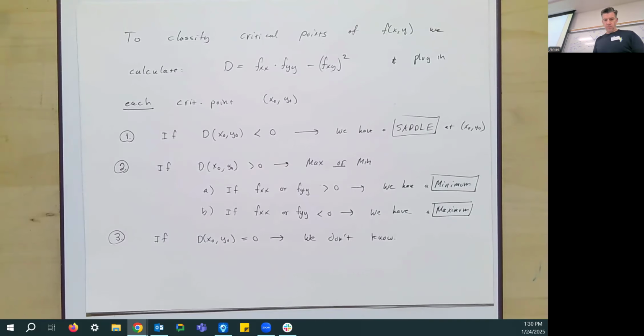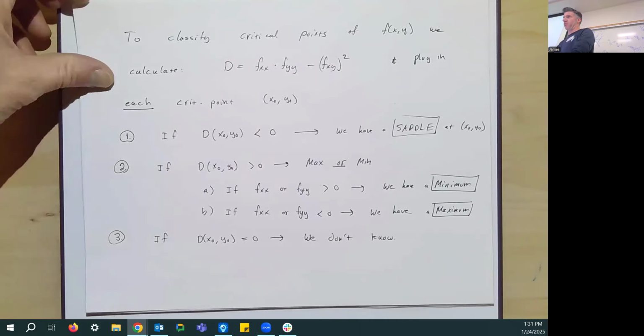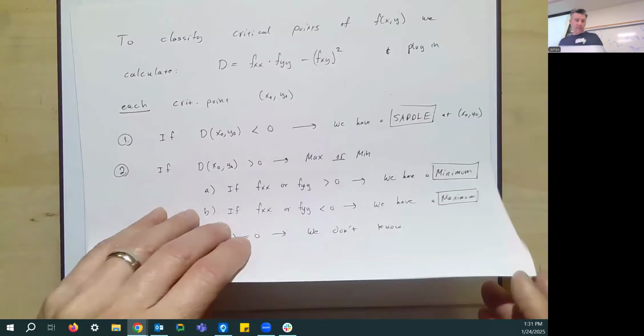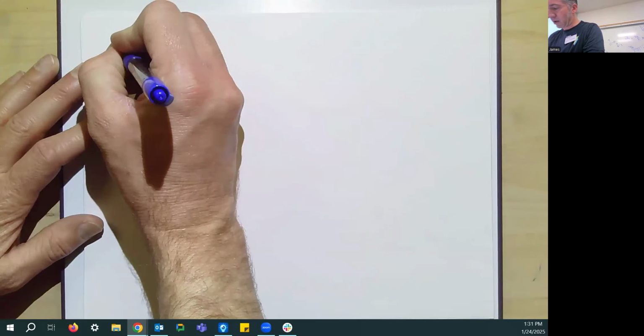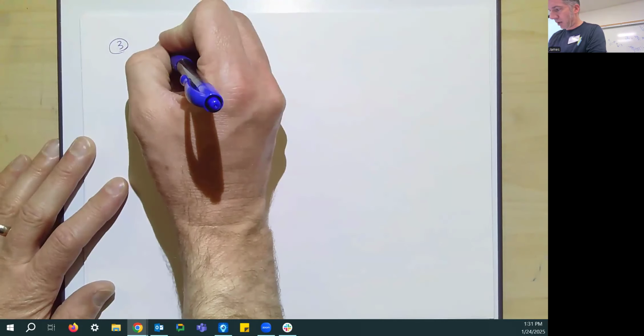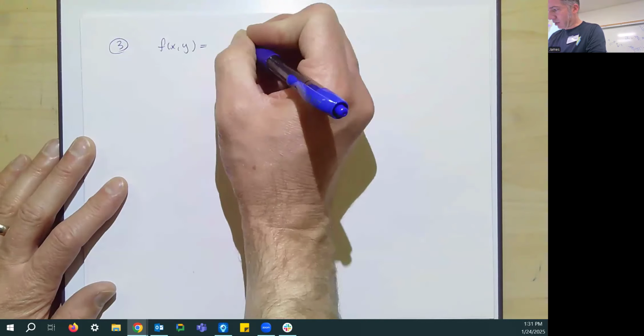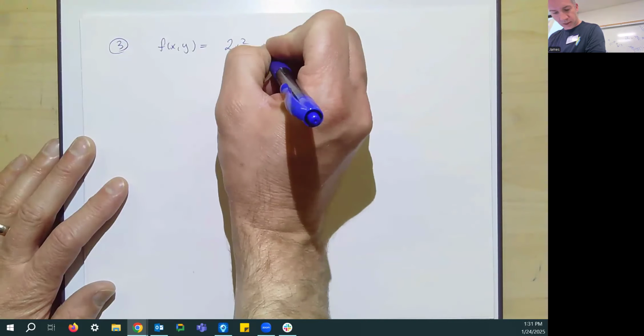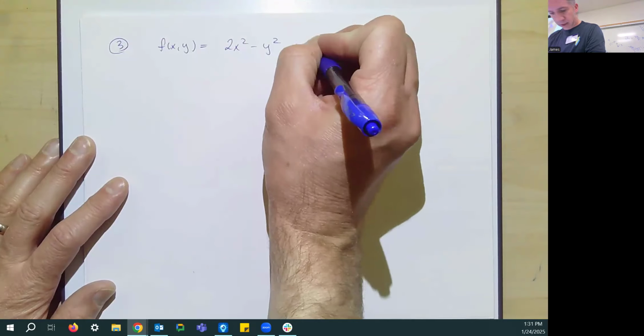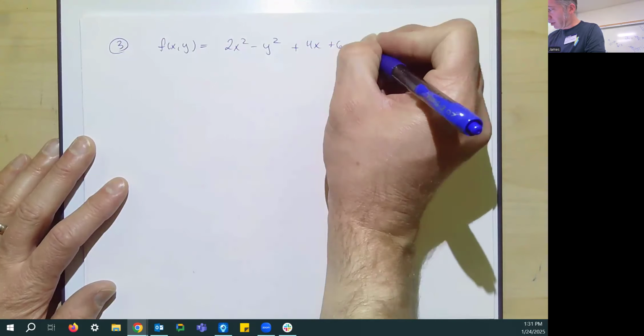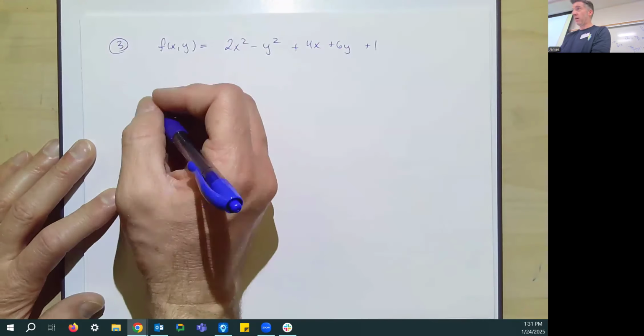We'll do one more. So let's look at another relatively easy-ish example before we move on to some harder examples. In fact, I might have you all do this one. So why don't you try the following? Your function f of x, y is going to be 2x squared minus y squared plus 4x plus 6y plus 1. I want you to find and classify the critical points.